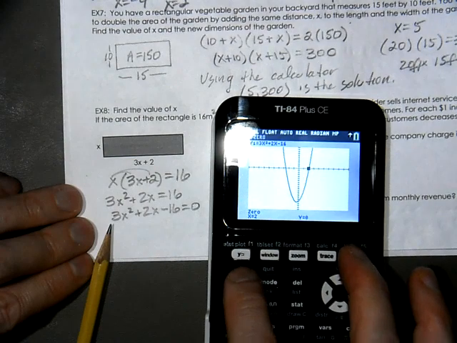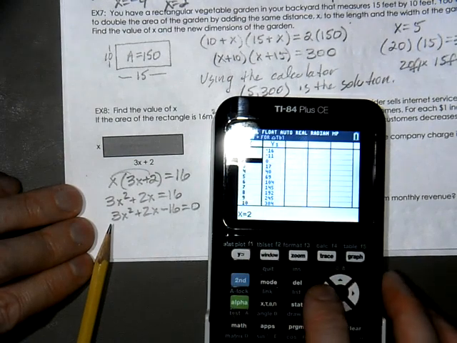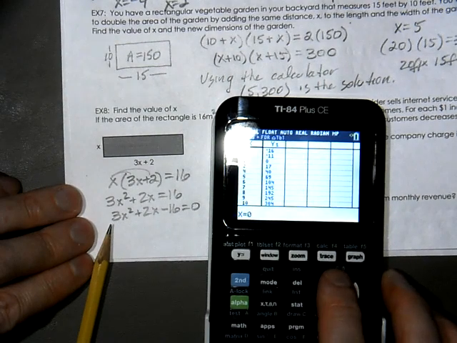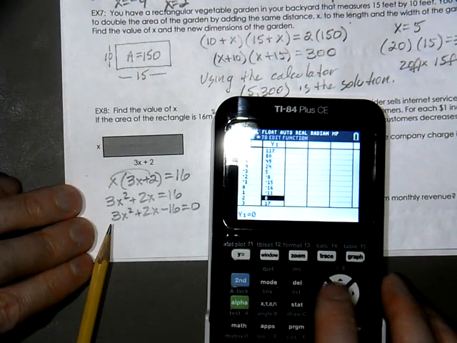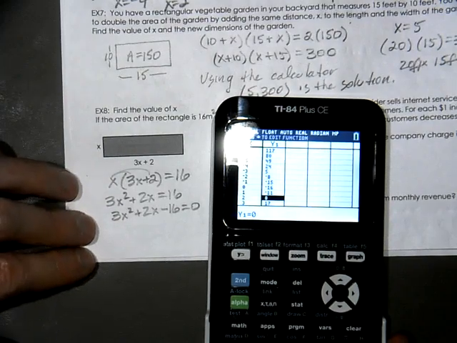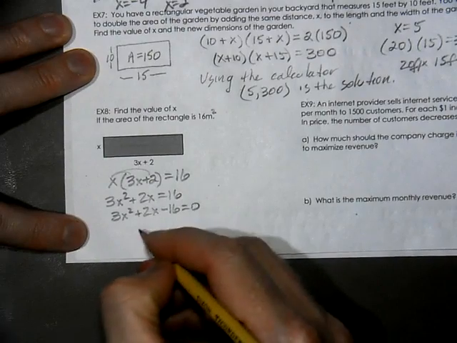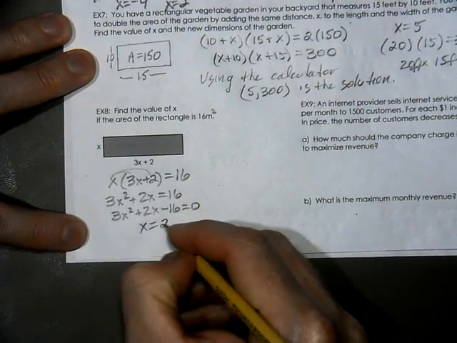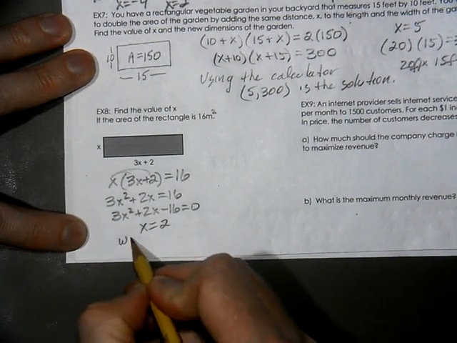Another way to do that is to look at the table. We get 0 when x was 2. You would also get 0. Oh, it must have been between values. But it was a negative number. That can't be the dimensions of our rectangle anyway. So when x is 2, we get 0. That would be the value of x.